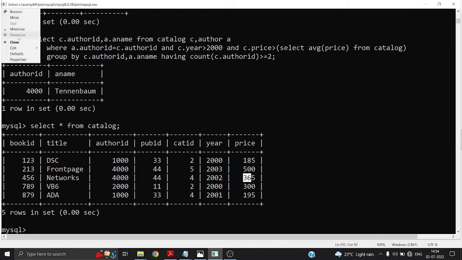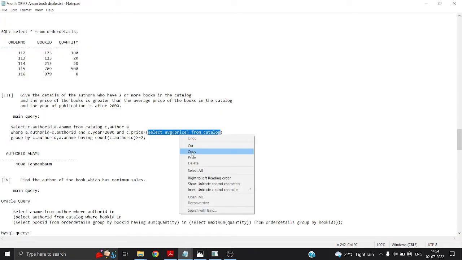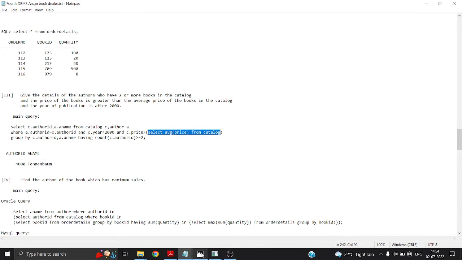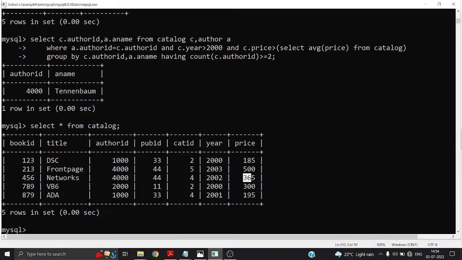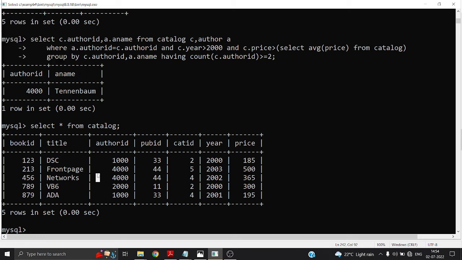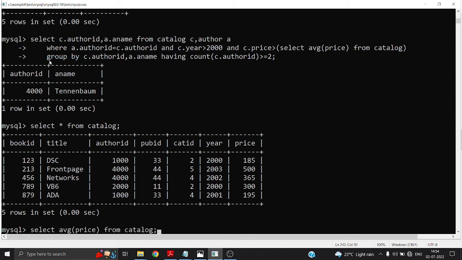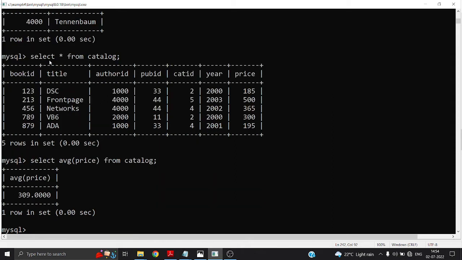Now you can see, I will show you the average price of the book. When we execute that, here you can see the average price of the textbooks that are available in the catalog is 309.